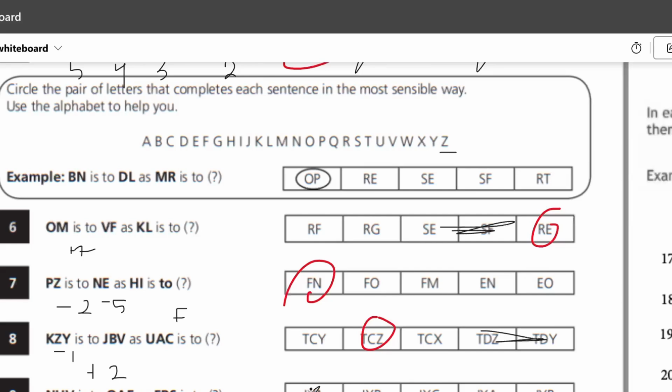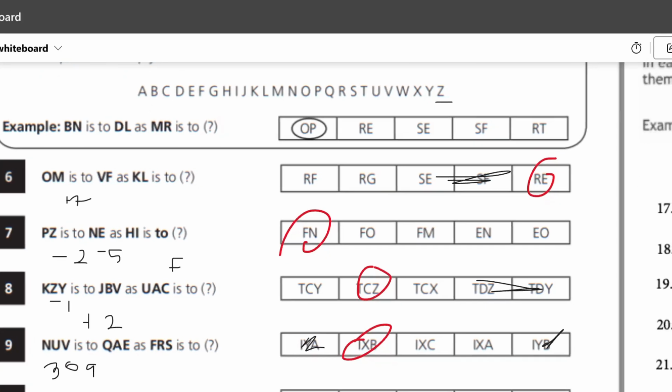R plus 6, 1, 2, 3, 4, 5, 6 is going to be X. So we can cross out this one and that one. And then S plus 9 is going to be 1, 2, 3, 4, 5, 6, 7, 8, 9, which is B. We get IXB.